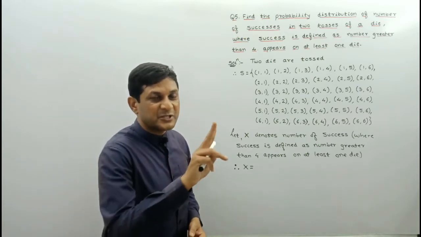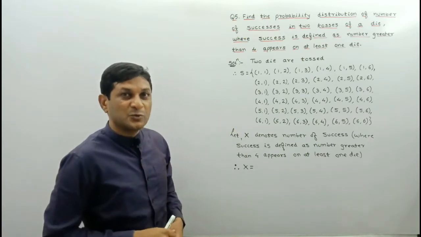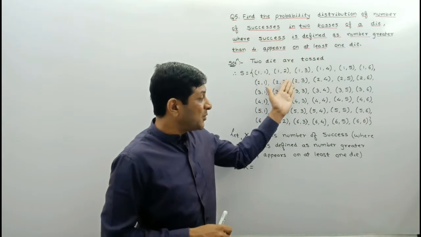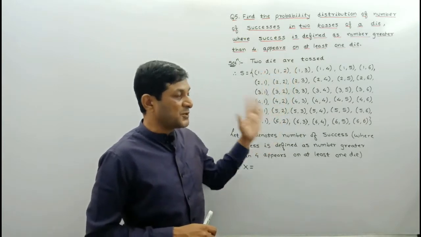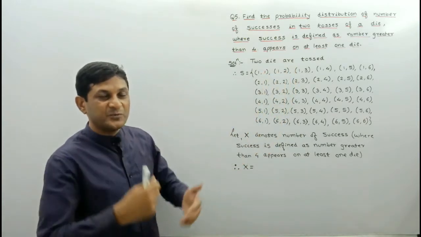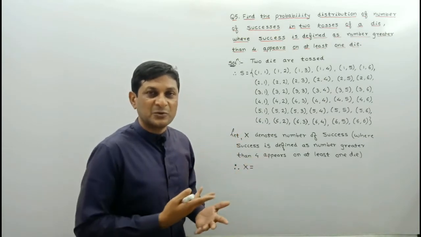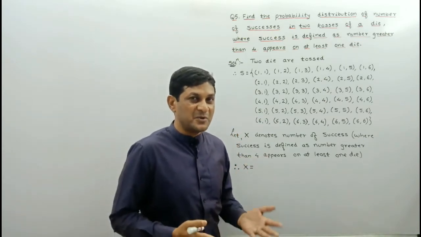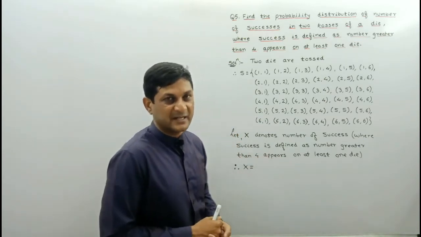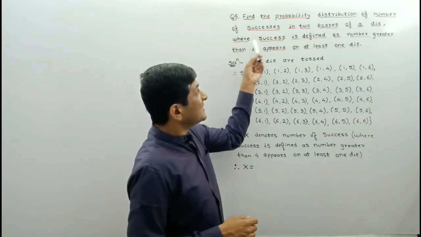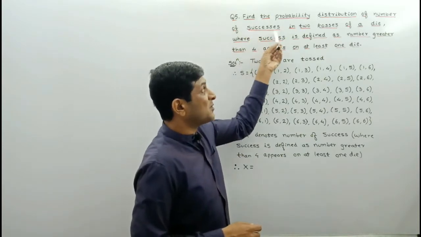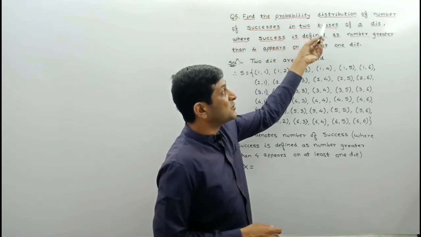What is our random experiment? 2 dice are tossed. If 2 dice are tossed, how many possible outcomes are there? 36 possible outcomes. You already know how we got these 36 outcomes, because we have already solved such examples in 10th and 11th standard, isn't it? Now we have to construct a probability distribution of what?